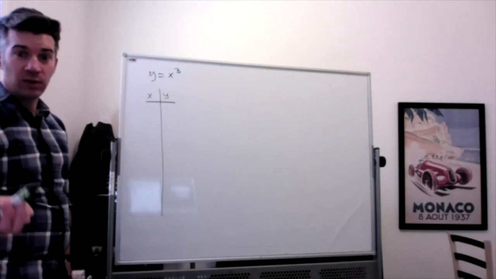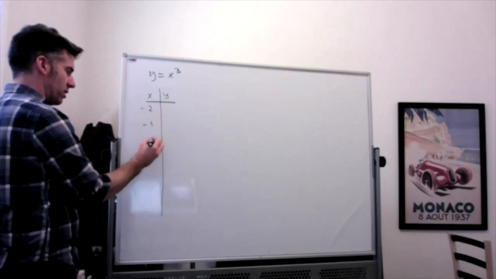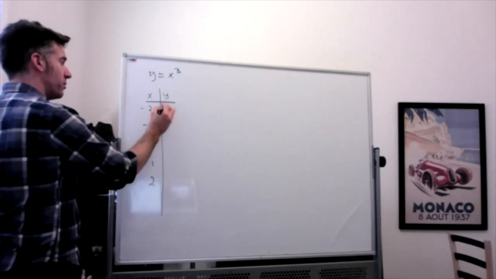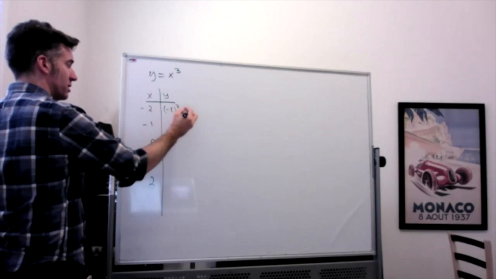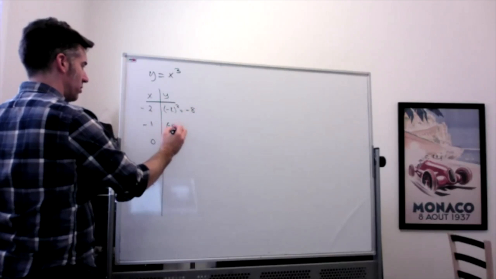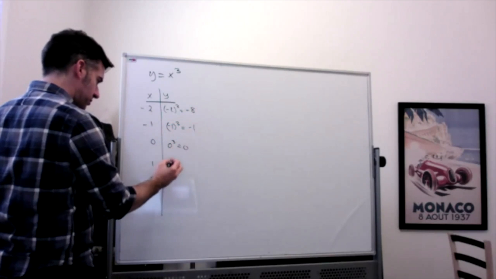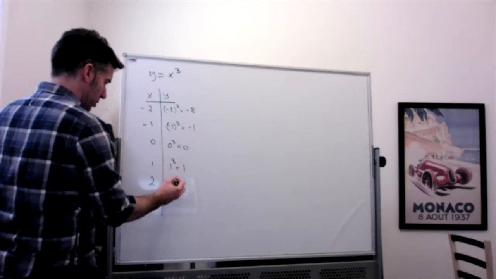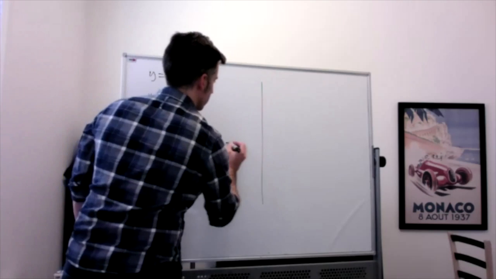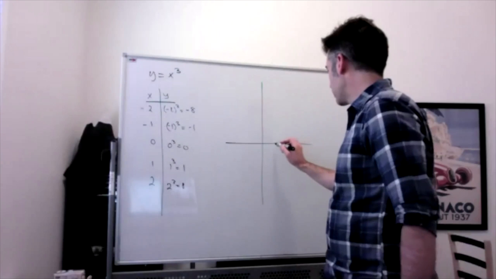The typical points we plot are when x is negative 2, negative 1, 0, 1, and 2. And the corresponding y values are negative 2 cubed, which is negative 2 times negative 2 times negative 2, which is negative 8. Negative 1 cubed, which is negative 1. 0 cubed, which is 0. 1 cubed, which is 1. And 2 cubed, which is 8.